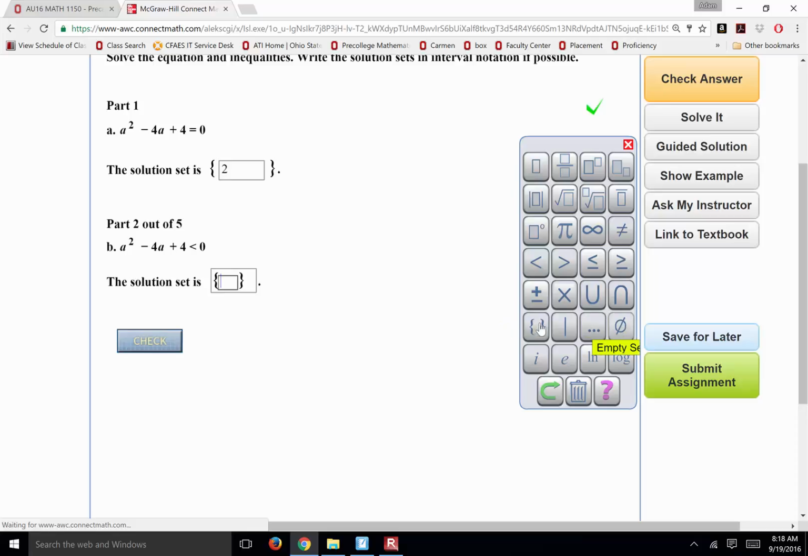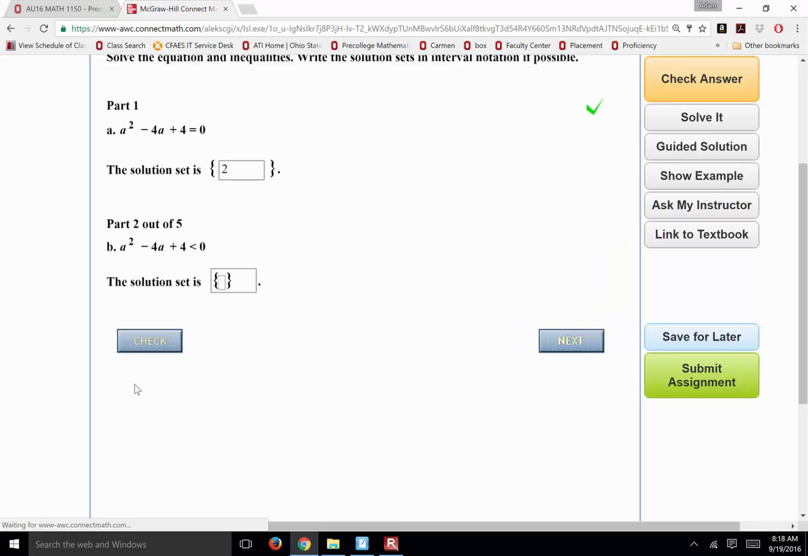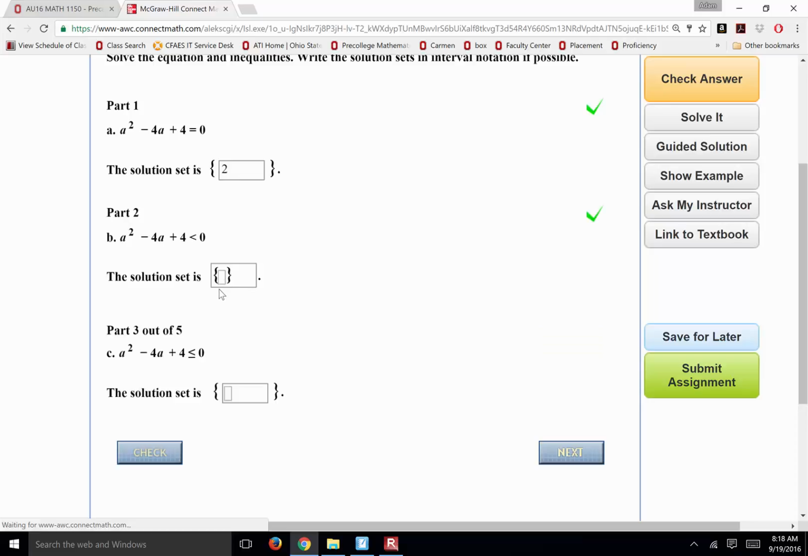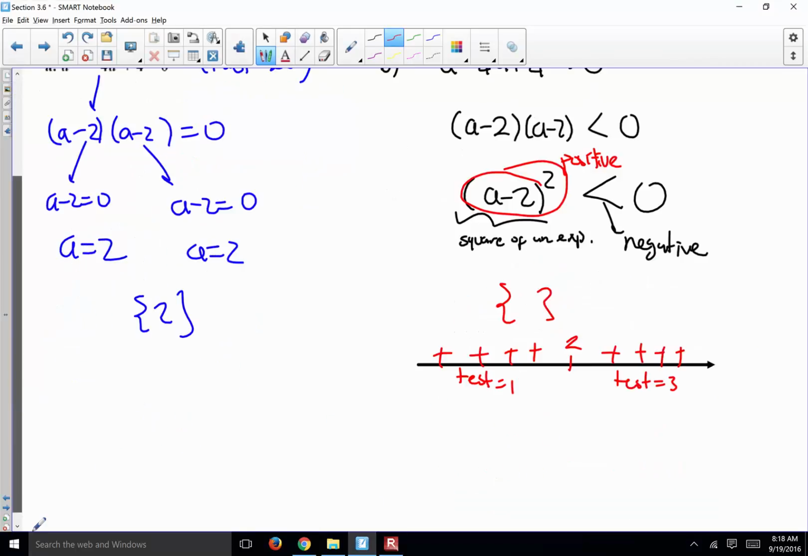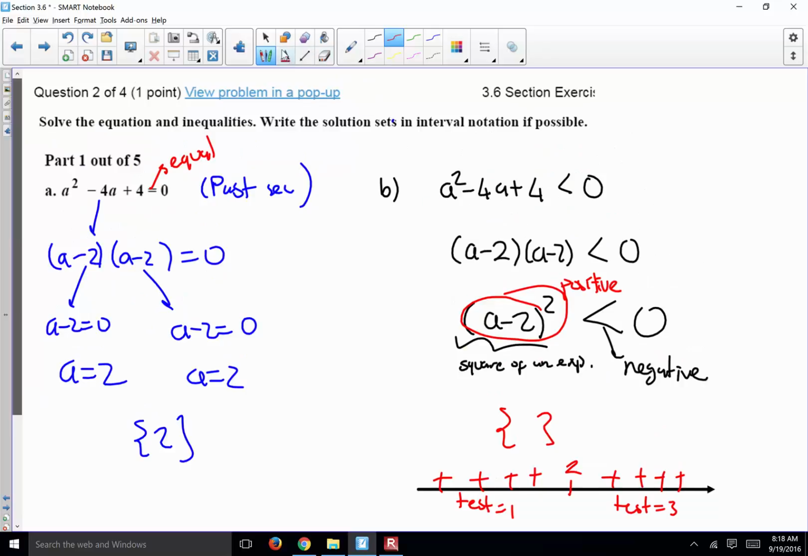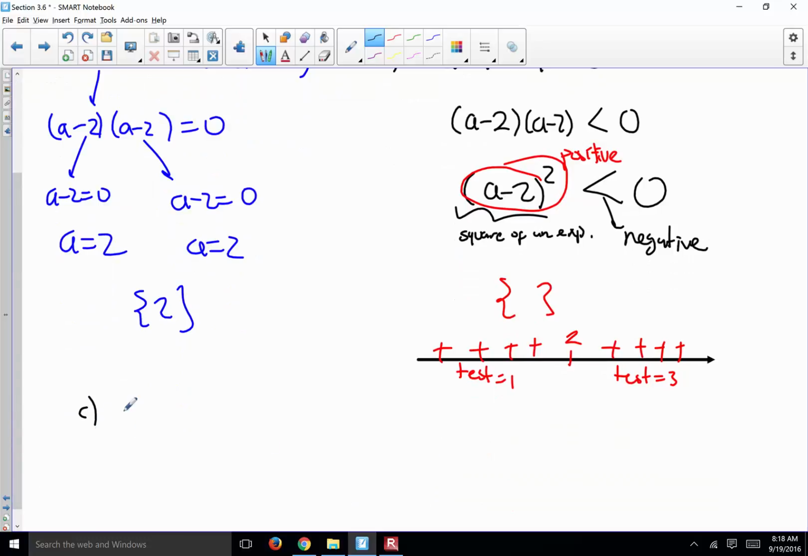Should I use this symbol or this one? I think either one works. Yep, you can use the other symbol as well. Now, the question is slightly different. What did they do? In part C, they put an equal sign. Always compare the new part to the previous parts. They put a squared minus 4a plus 4 and an equal sign. I want to mark it so you don't miss it. Equal sign now. So what is the difference? Isn't this the same thing? This thing can never be negative, so it's the empty set.